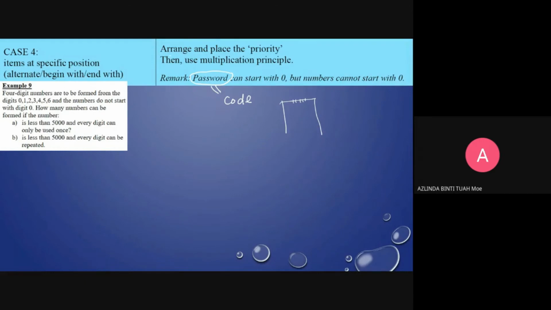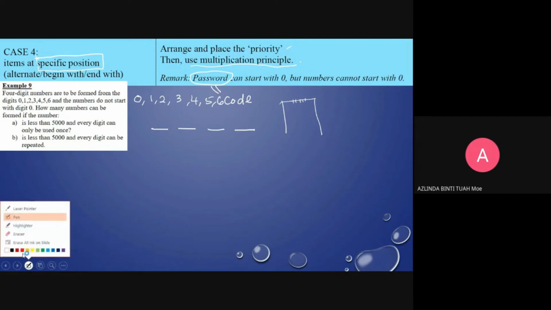Okay, first kali kamu kena arrange and place the priority. Maksudnya, utamakan dan susun dulu objek yang perlu berada pada position yang ditentukan oleh soalan. Okay, lepas dah susun, barulah kamu akan arrange the remaining objects and then kira dengan menggunakan multiplication principle. Okay, example 9 from lecture note, 4-digit numbers. Bila dia bagi tahu 4 digit, first step mesti kena buat 4 tempat begini. Okay, 4-digit numbers are to be formed from the digits. Pilihan yang kita ada 0, 1, 2, 3, 4, 5, 6.